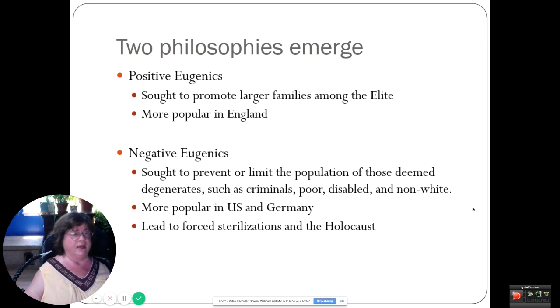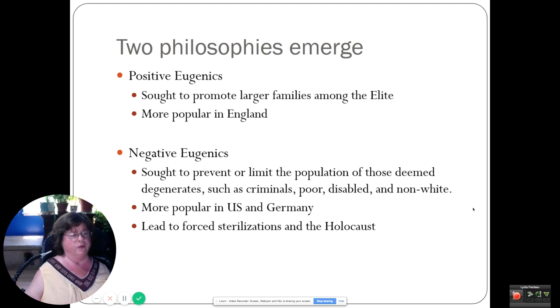But two philosophies began to emerge. Galton's one that became popular in England was positive eugenics. And again, it sought to promote larger families among the elite. It sought to have people that were considered beautiful marry each other so that they would have beautiful babies. It was this idea of improving through a more positive means, through encouraging breeding of people that looked beautiful.